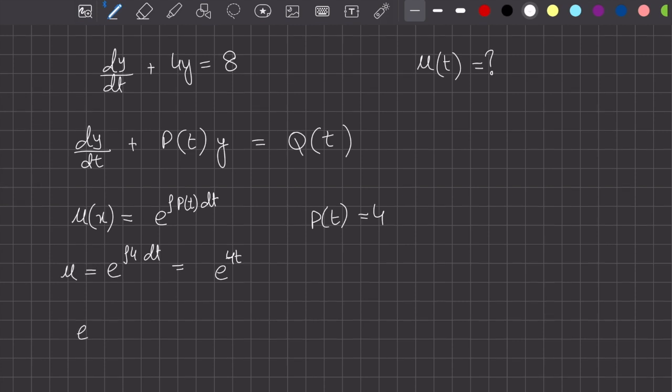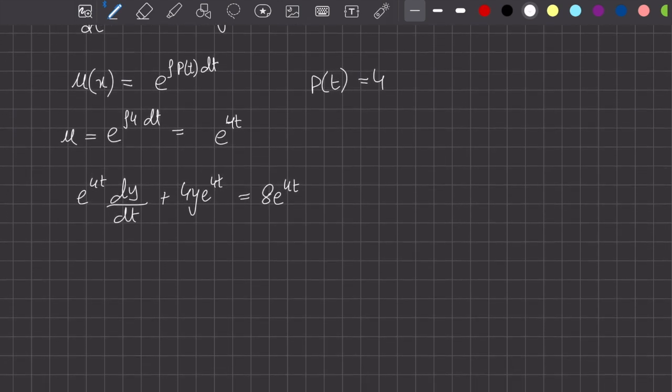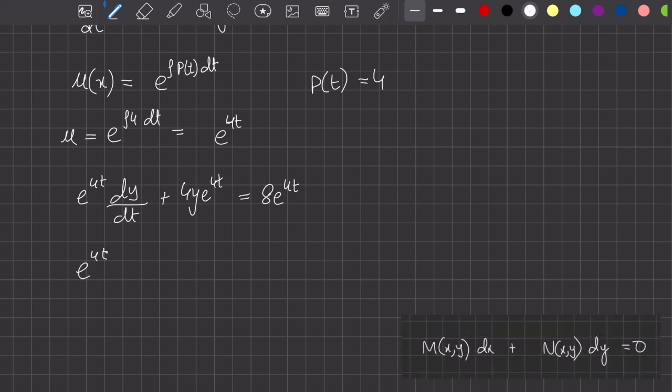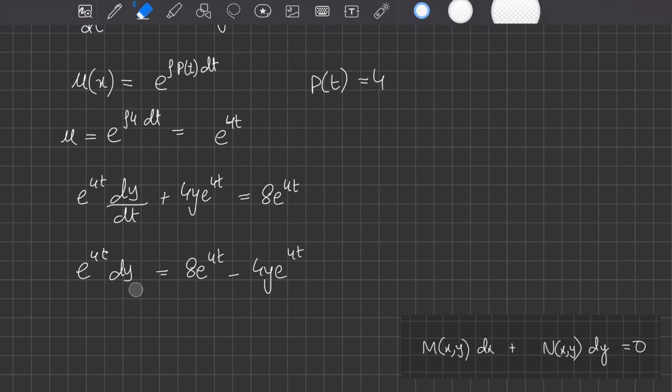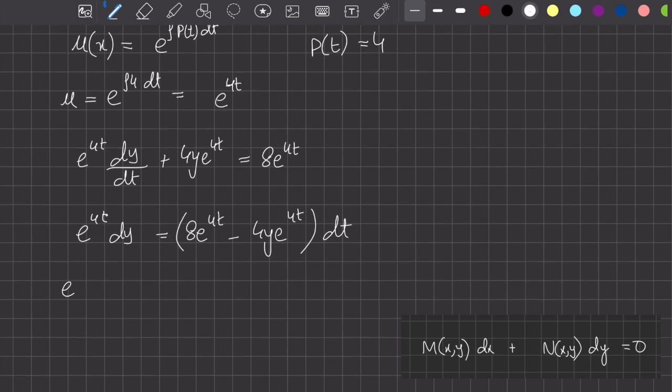Next step is to multiply this on both sides of the equation. Then to solve it, we have 3 methods. First, let's do it using the exact equations method, or the one we used last video. So we need to get it in the proper form, which requires us to take the 4y e power 4t term to the right side, and then multiply dt on both sides. Then we can take this term back to the left side, and we can see that it is in the perfect form.